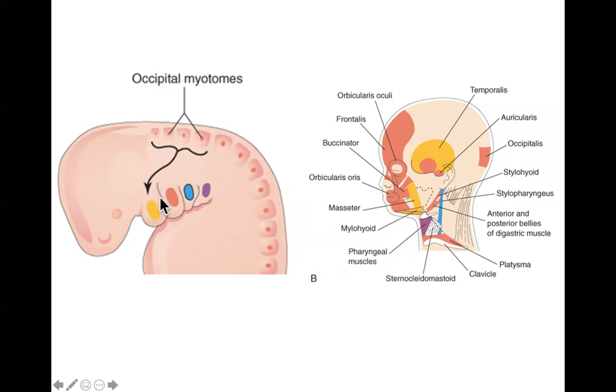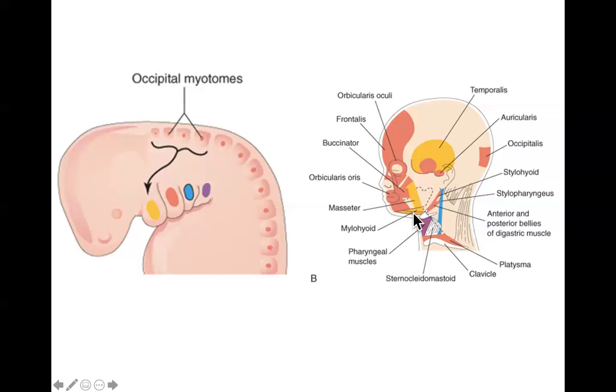Also, that explains the arrows and stuff on the diagram for those who are wondering. At any rate, the first arch is going to form primarily the muscles of mastication, specifically the masseter muscle and the temporalis muscle. It's also going to form the mylohyoid and the geniohyoid right next to it here. It's going to form a few other things.